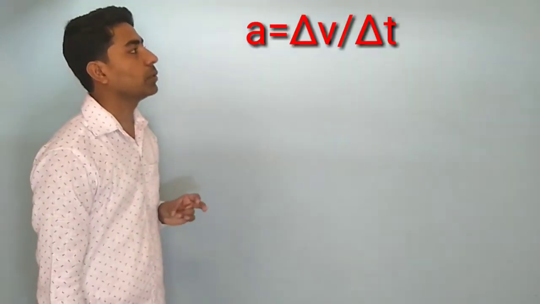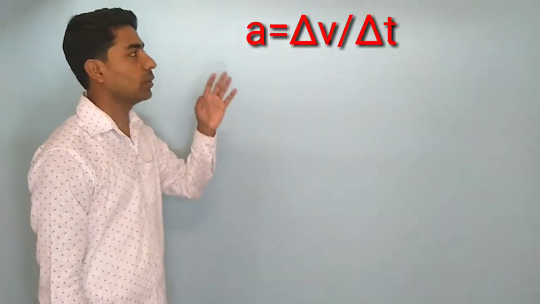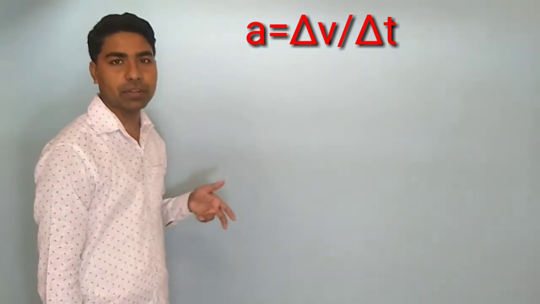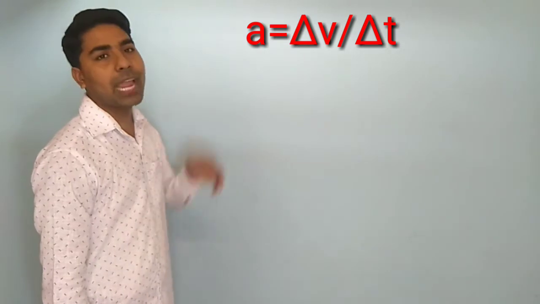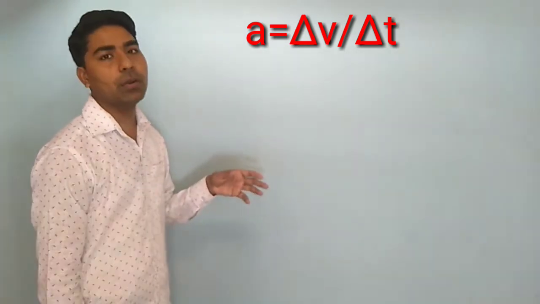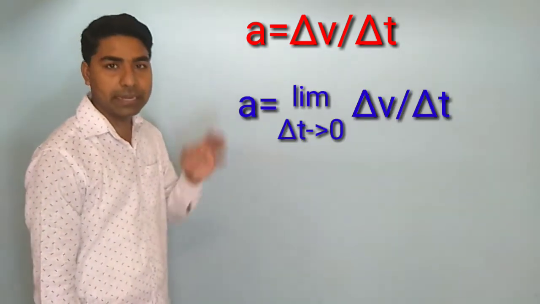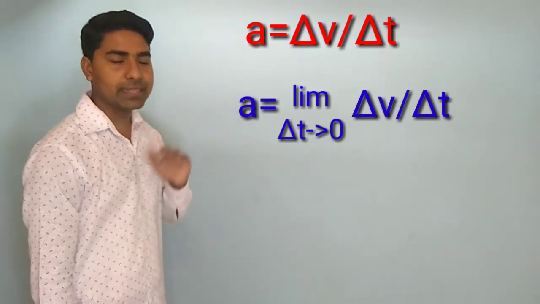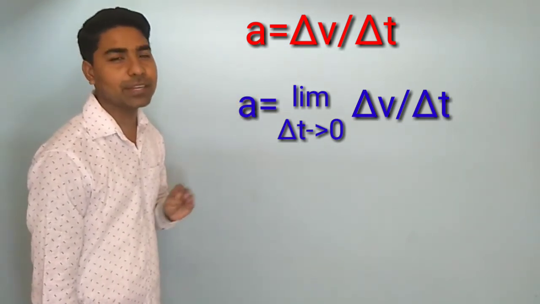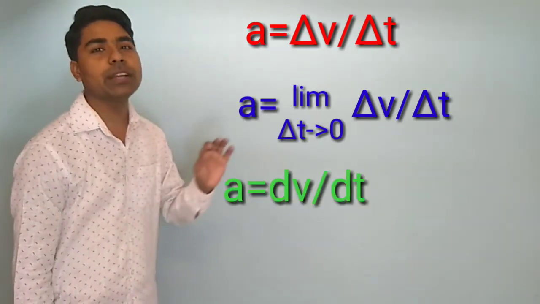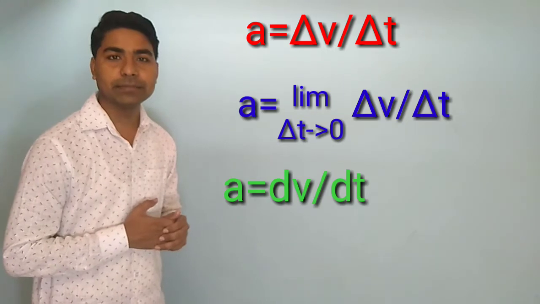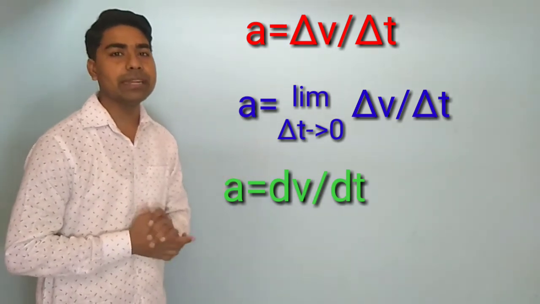The acceleration is equal to del v upon del t. That is what? The rate of change of velocity. If the time is very small, so a is equal to limit delta t tending to 0 del v upon del t. Instead of this, writing in the calculus method, what we will write? A is equal to dv upon dt.